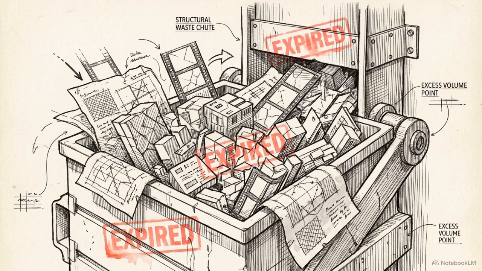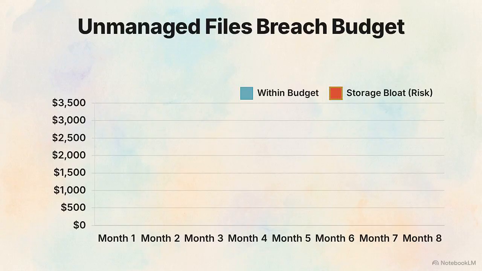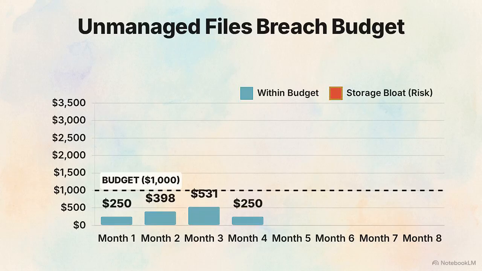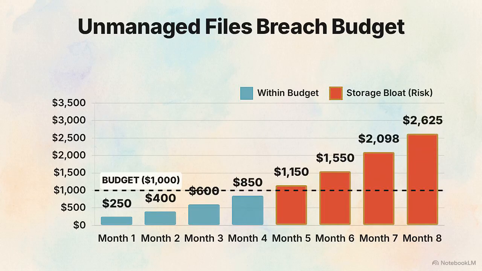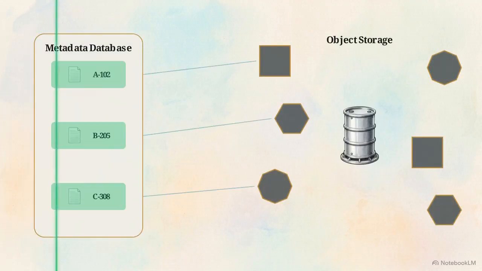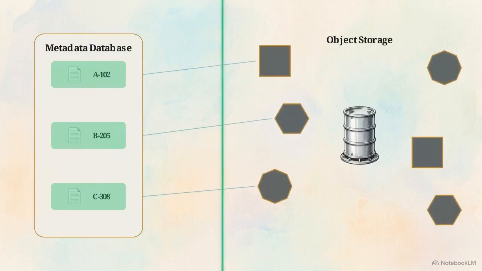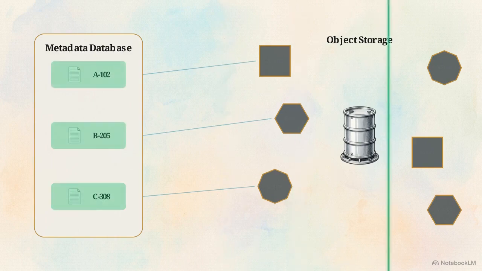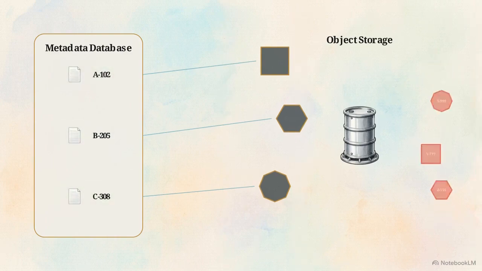Systems naturally accumulate abandoned multi-part uploads and expired reports. Without a plan for removal, these files bloat cloud storage costs and create unnecessary data retention risks. Automated lifecycle policies and scheduled cleanup jobs must cross-reference object storage against the database to purge any bytes that are no longer attached to an active record.